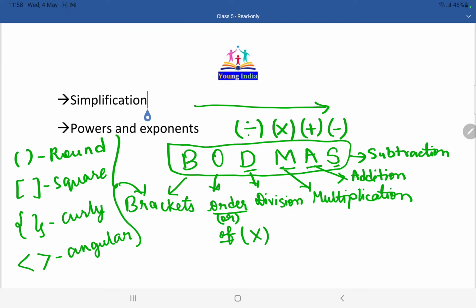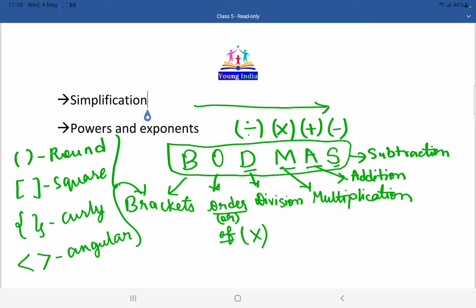Then children, very important, after solving the brackets, you need to go for of. Of is nothing but multiplication. Then, if division is there in that problem, you need to go for division. If division is completed, you need to go for multiplication, then addition, and then subtraction at the last. So whenever you get a problem, you need to follow this order of the BODMAS rule. Then only you will get the correct answer.